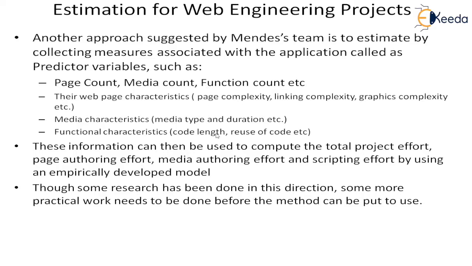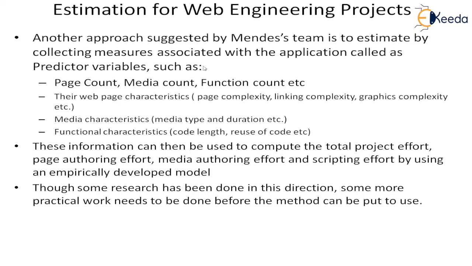This information can then be used to compute the total project effort, and also the page authoring effort, the media authoring effort, and the scripting effort. So we will do these three things, using any empirical development method. So we have got this count. These counts will be a kind of size or volume information for the web engineering project. And these are very specific variables which are available only for a web engineering project.